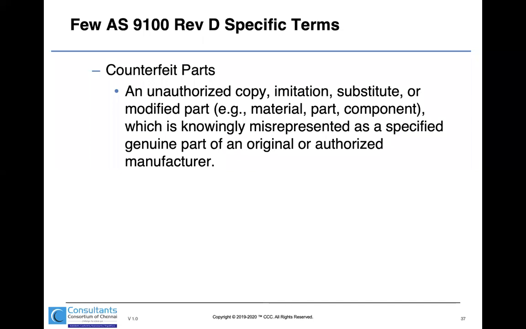The counterfeit part. This is one of the serious concerns. Nowadays, a lot of counterfeit parts are observed or identified in the ASD supply chain. So what exactly is a counterfeit part? Look at this definition. An unauthorized copy or even imitation or a substitute or even modified part which is knowingly misrepresented. The key word here is knowingly misrepresented as a specified genuine part of an original manufacturer or authorized manufacturer. For example, false identification of a part, false labeling, false grading, false serial number, false date code, false documentation. Anything that you are doing knowingly, misrepresenting a product as a genuine part, those are all counterfeit parts.